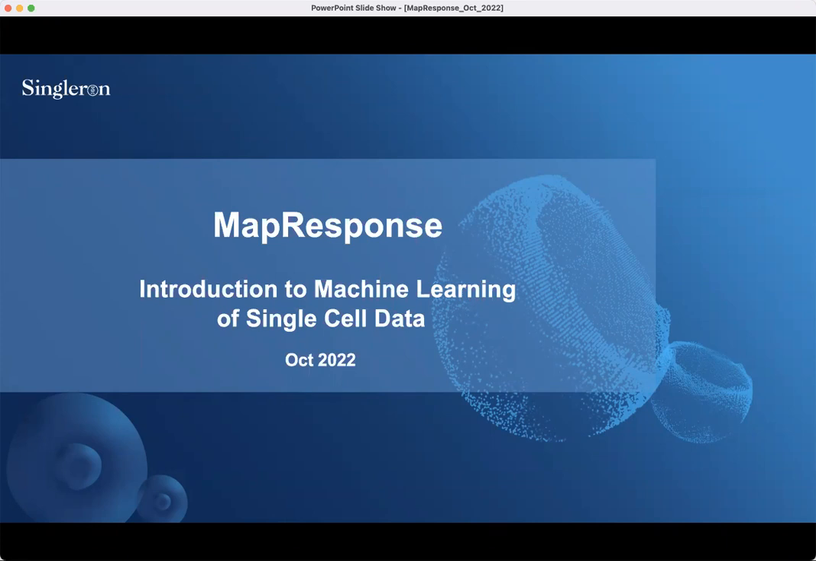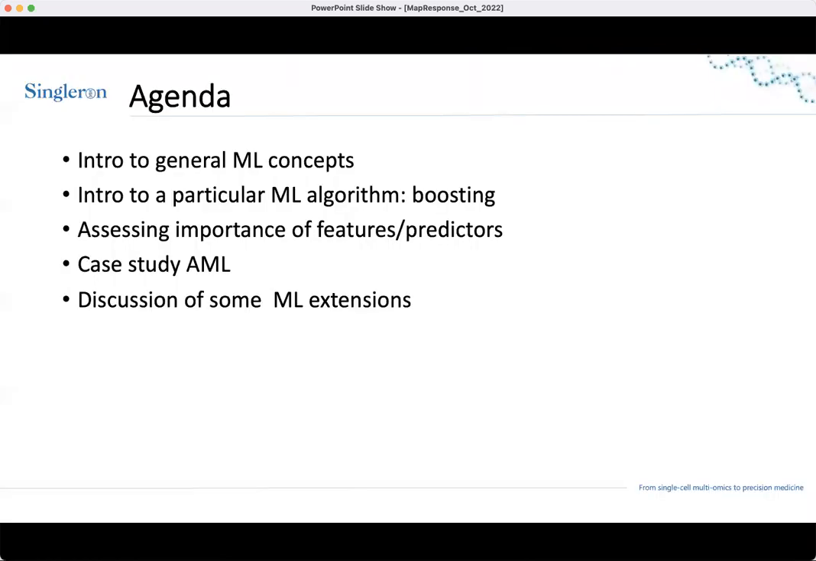So today I'm going to talk a little bit about machine learning in the context of single-cell data. Just to briefly overview, we're going to talk about some general concepts of machine learning. Then I'm going to introduce a particular machine learning algorithm, and then we'll look at how we assess the importance of features and predictors. Then we'll look at a case study of some AML data, and we'll also discuss some extensions to these machine learning methods that can be particularly useful in the context of biological data.